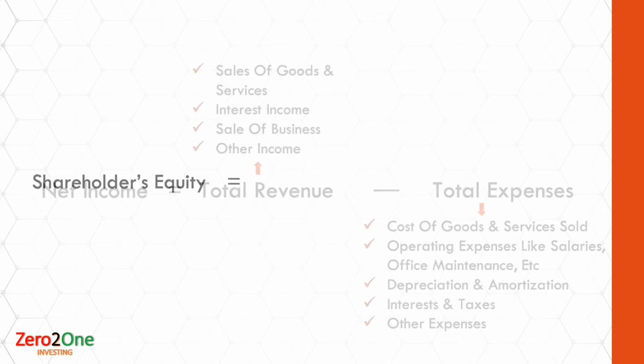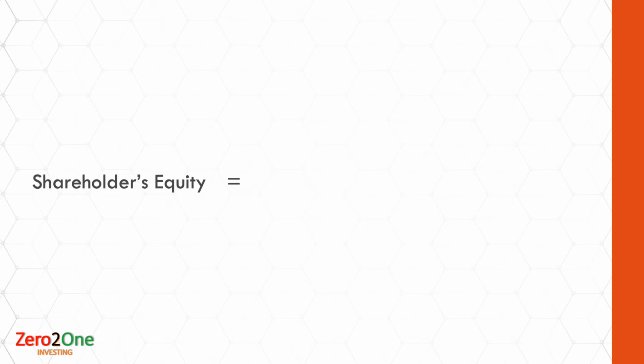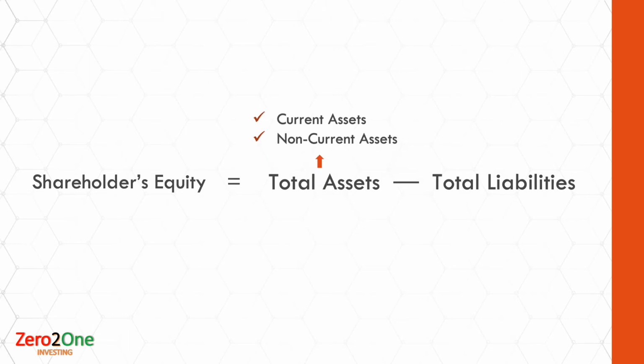Shareholders' equity or equity is also called book value of a company. To simplify and keep it easy, I'll refer to the shareholders' equity as equity for the rest of the video. Equity represents the amount of money that would be returned to shareholders if all the assets of a company were liquidated and all the company's debt was paid off. Equity can be calculated by subtracting the total liabilities from the total assets of a company. Total assets include both the current and non-current assets. Similarly, the total liabilities are composed of current, which is now commonly known as short-term liabilities, and the long-term liabilities.